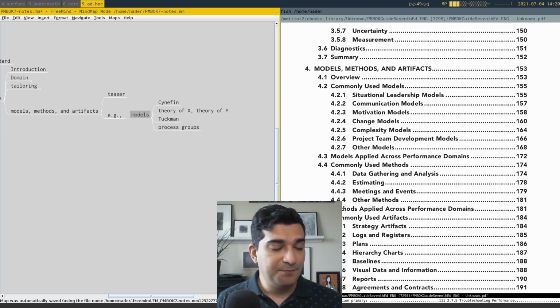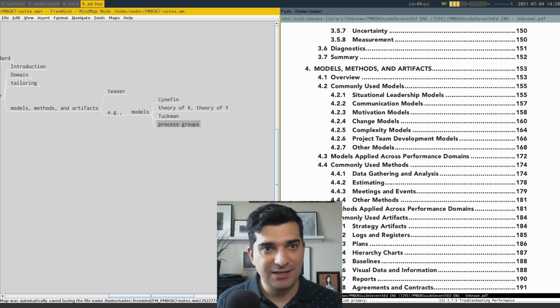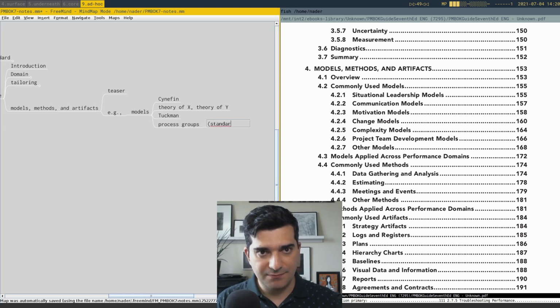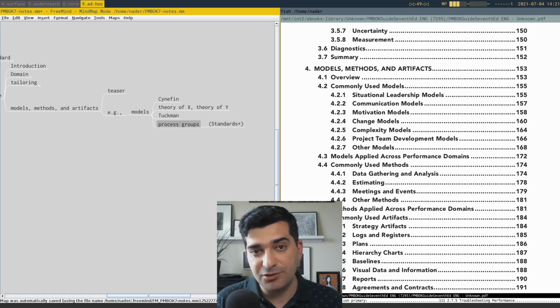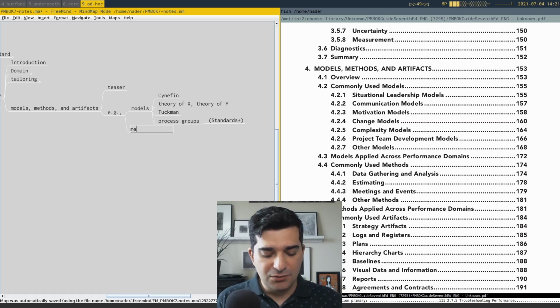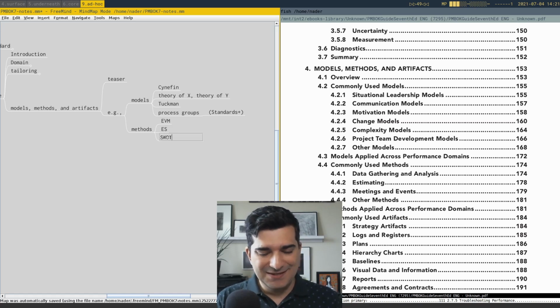And as a reminder, if you need to access the old processes, the place where you can find them is the Standards Plus platform. It's an online platform from PMI where you can go and find a lot of details about the standards, including the PMBOK guide. So also for the methods, you can find things like earned value management, earned schedule, although I'm not sure if we mentioned earned schedule. I think we should have, but anyway. SWOT analysis, and so on.